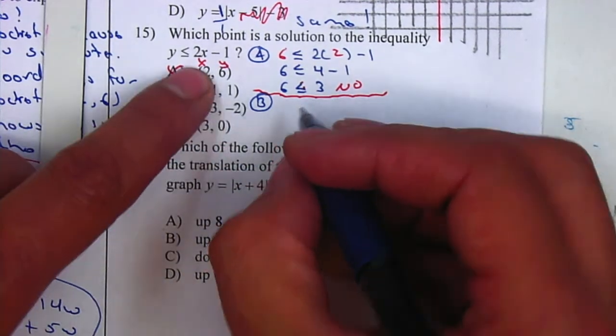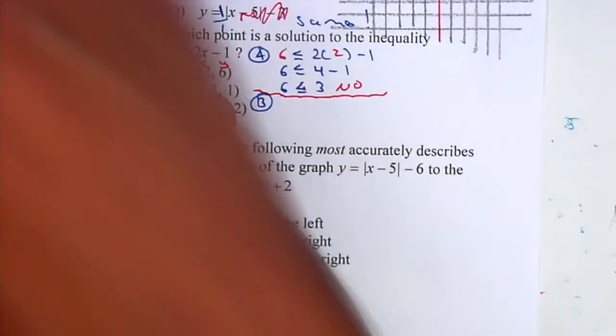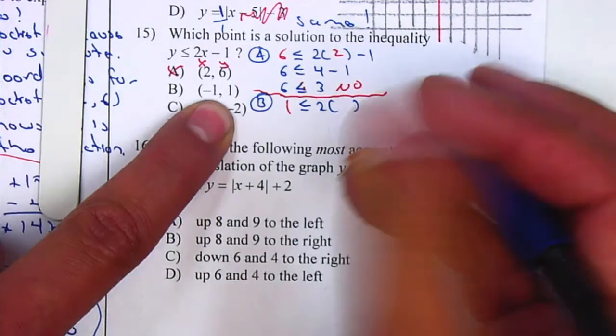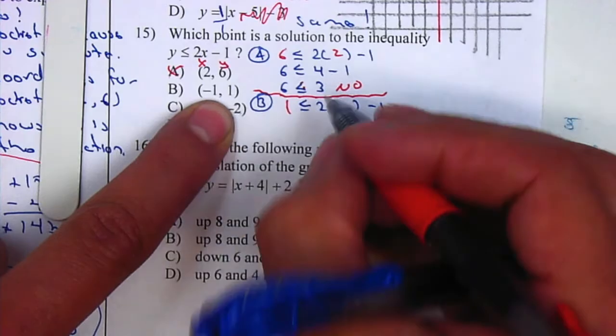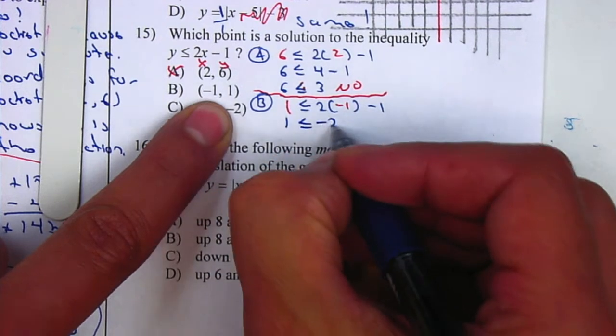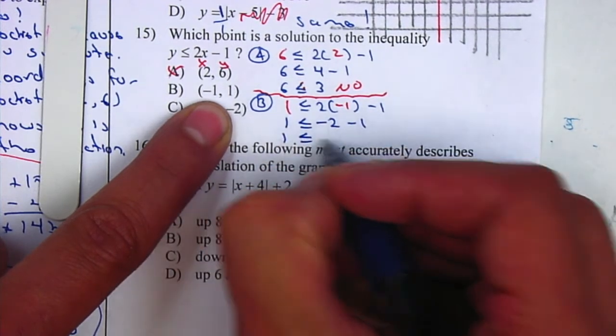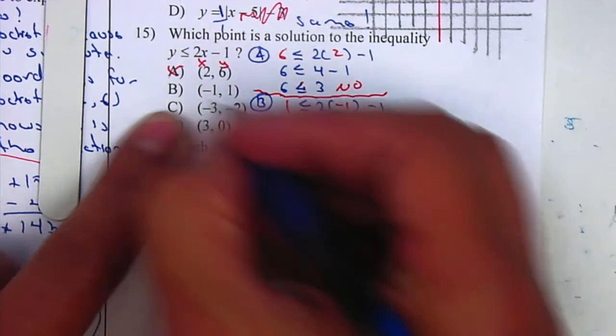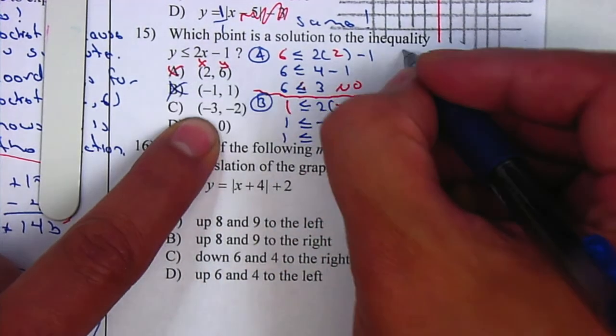Instead of the y will be a 1. Instead of the x will be a negative 1. Is 1 less or equal to negative 2 minus 1? Is 1 less or equal to negative 3? No. Let's try letter C.